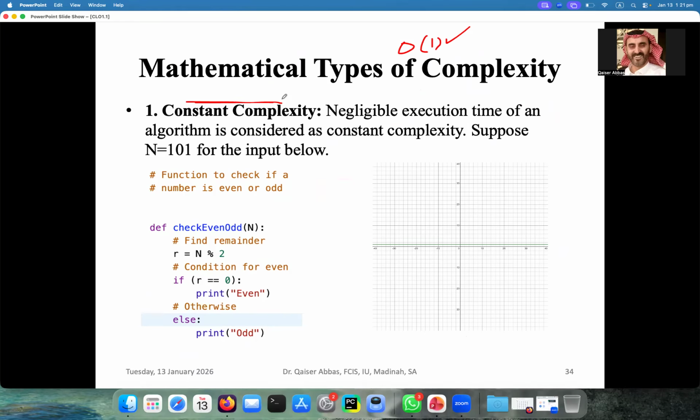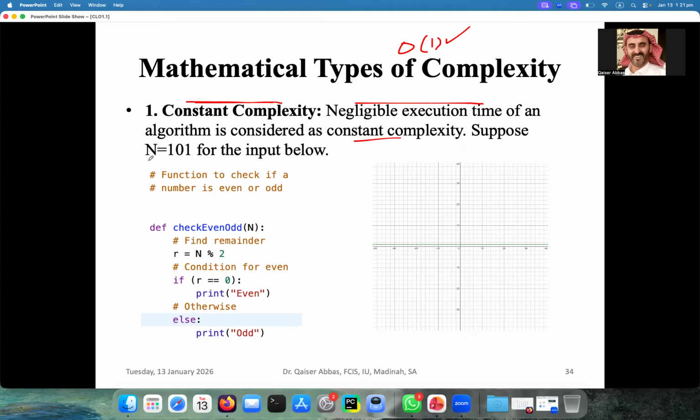So the name of this complexity is constant complexity. Negligible execution time of an algorithm is that time which you can ignore. Negligible means a time of the algorithm which you can ignore for finding the final solution. That is called constant complexity.